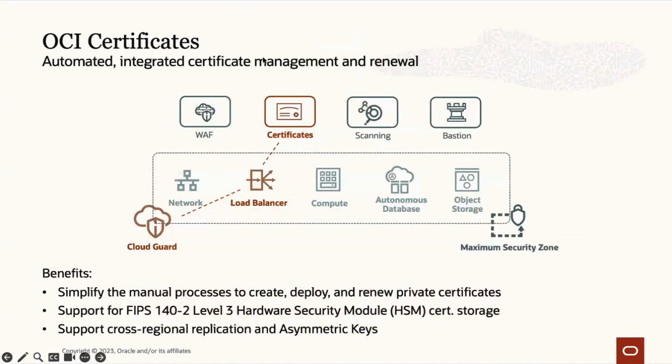Next, we got OCI certificates. This is going to be automated, integrated certificate management and renewal. It's going to simplify the process to create, deploy, and renew your private certificates. There's support for FIPS 140-2 level 3 HSM. You've got support for cross-regional replication, asymmetric keys. There's also many more certifications that are supported in OCI certs.